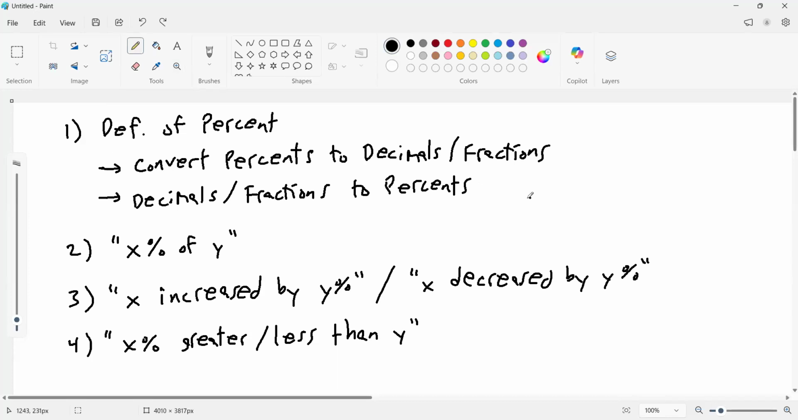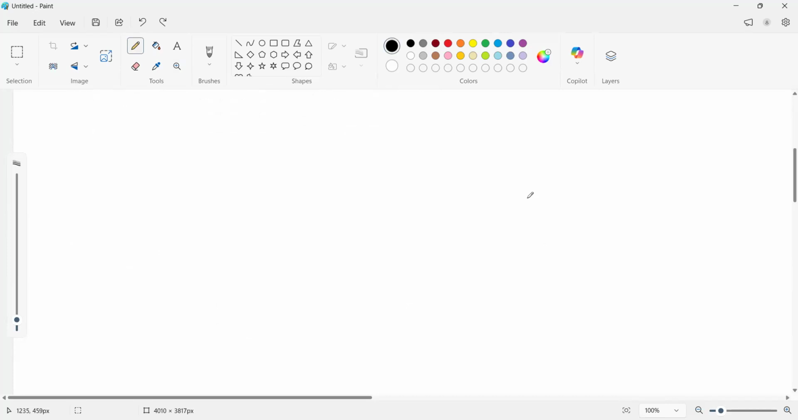So let's talk about the definition of percent. Percent simply means per cent, in two separate words. Cent, think about your units, like centimeters, or century. We all know that this has to do with the concept of 100. So really we're saying per 100.